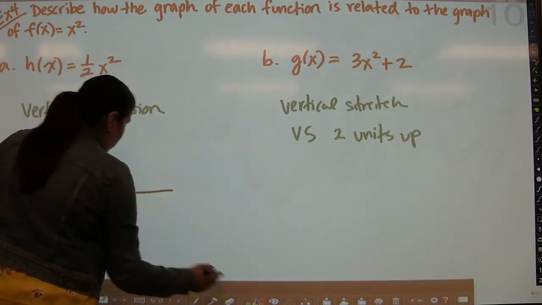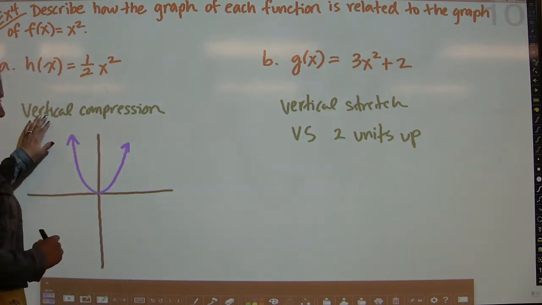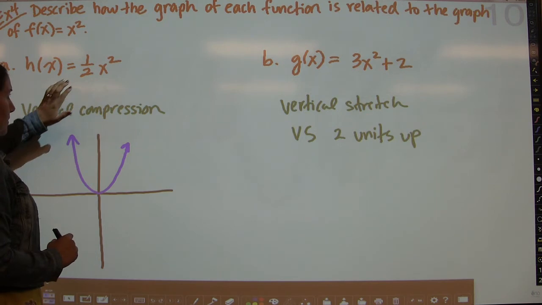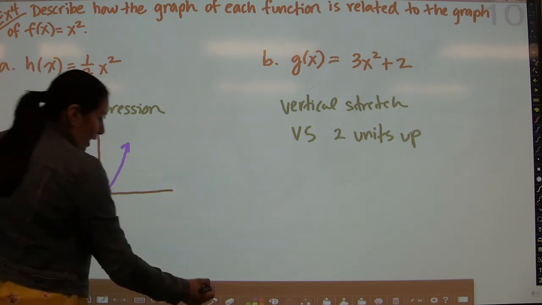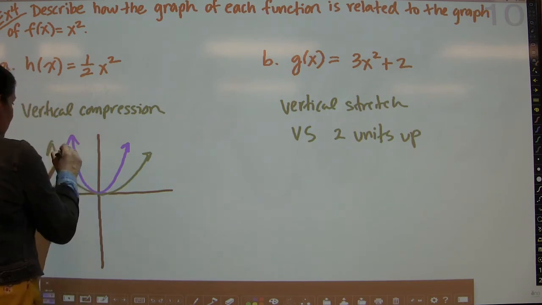All right, so what we should expect to see in this case is when you graph this function, we're going to start with our original. Our parent graph is right here, y equals x squared. And because it's a compression, the 1/2 is going to make it look a lot wider. So you're going to end up with a graph that looks something like that.